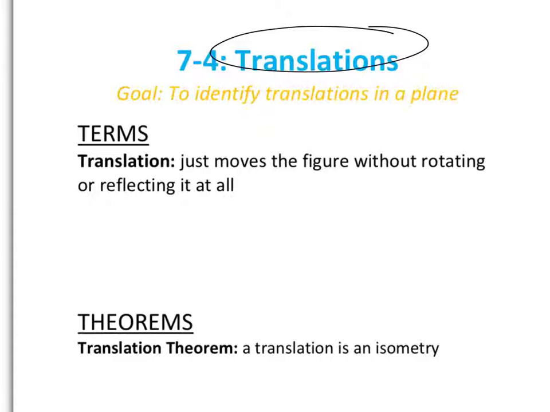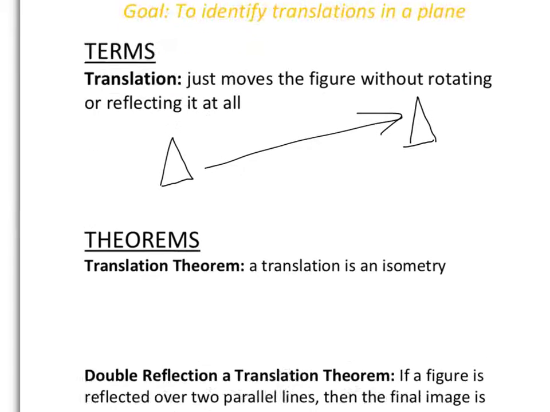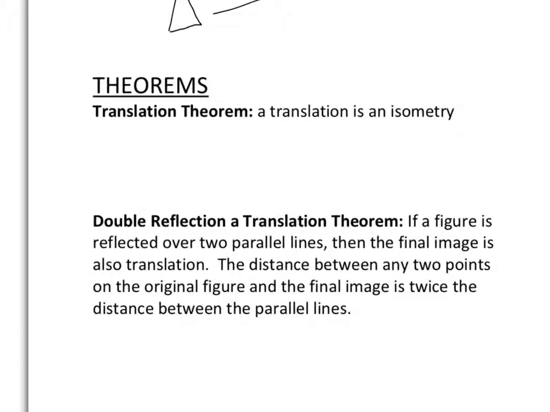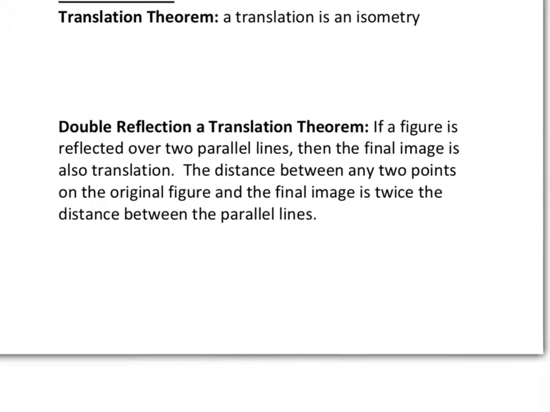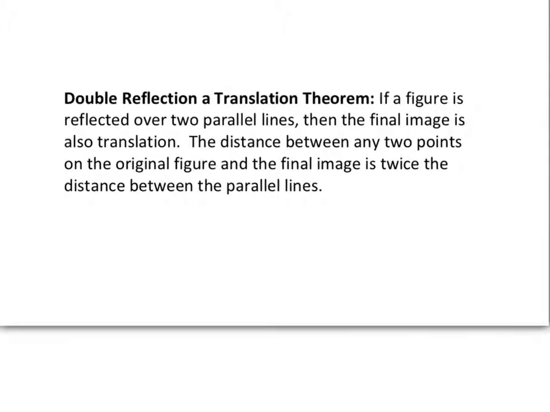So it's just picking up something, that triangle, and sliding it over here. It's got the exact same shape, same size, doesn't rotate, doesn't reflect, nothing like that. Nothing changes. It just moves. Theorem, very clearly: translation is an isometry, it doesn't change. Like I said, this pre-image and this image are congruent, they have to be the same in order for it to be a translation.